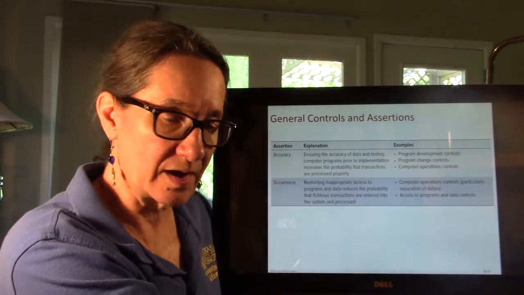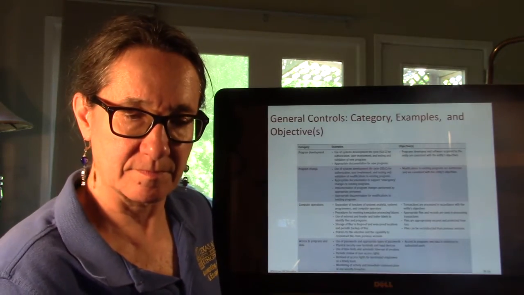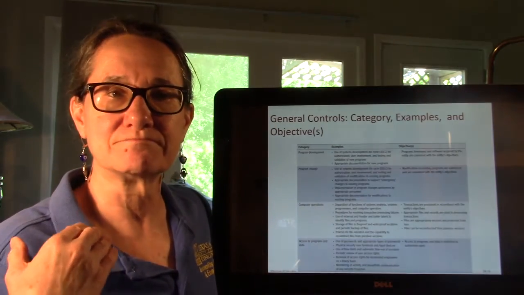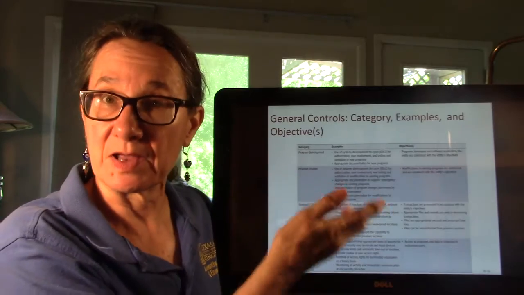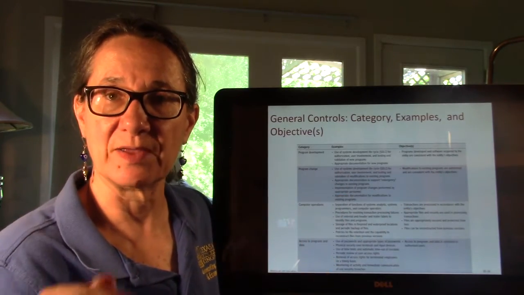So that's why information systems are so great. They bring that consistency every time, but we have to be able to rely on the controls, right? So that's why we understand them like we're doing now, and then we test them.